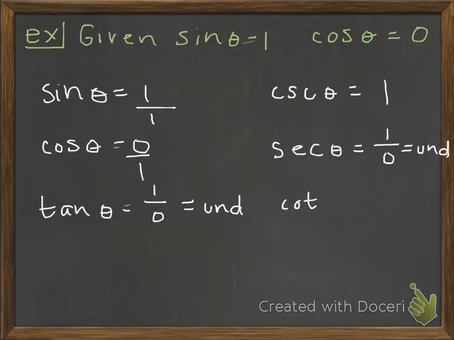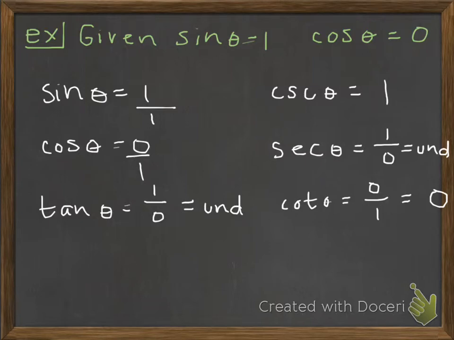And lastly, cotangent. Tangent was undefined, and undefined came from 1 over 0. So when I take the reciprocal of that, I get 0 over 1, which is just 0. So quick little mental note: the reciprocal of undefined is 0, and the reciprocal of 0 is undefined.